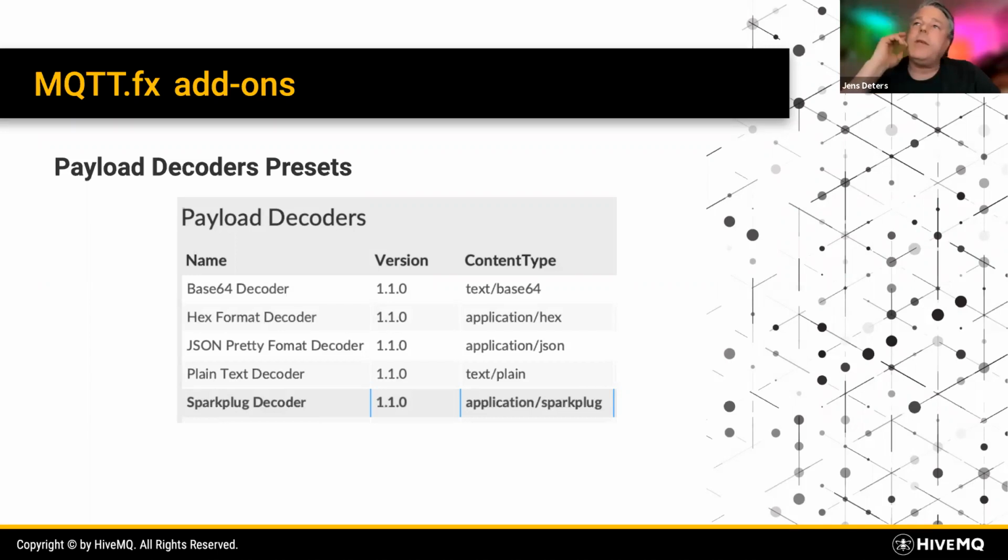And I've seen one of the first questions in the Q&A, which I've already seen, was about Sparkplug support of MQTT.fx. And by now there is a Sparkplug decoder which is able to decode the received Sparkplug message for easy reading of the content.